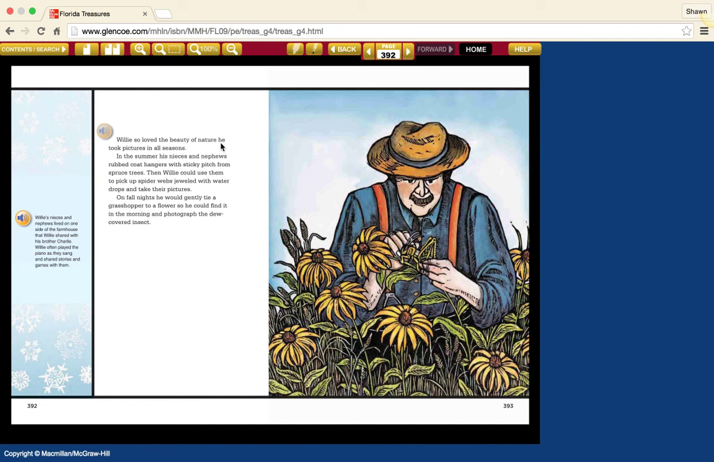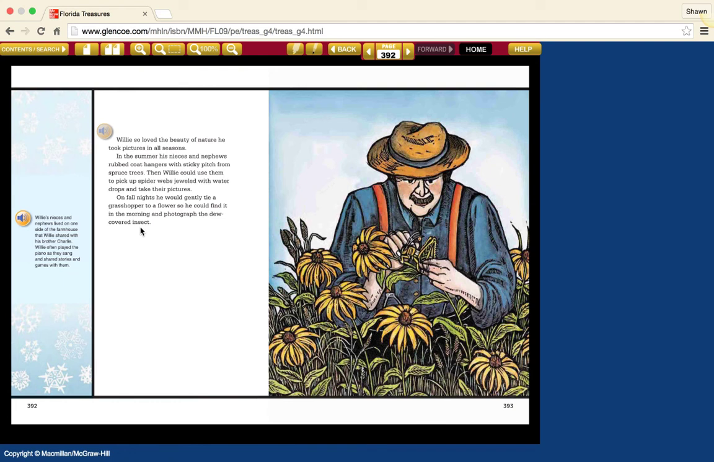Willie so loved the beauty of nature, he took pictures in all seasons. That's so cool. In the summer, his nieces and nephews rubbed coat hangers with sticky, that's called a tongue twister, sticky pitch from spruce trees. Then Willie could use them to pick up spider webs jeweled with water drops and take their pictures. On fall nights, he would gently tie a grasshopper to a flower so he could find it in the morning and photograph the dew-covered insect.